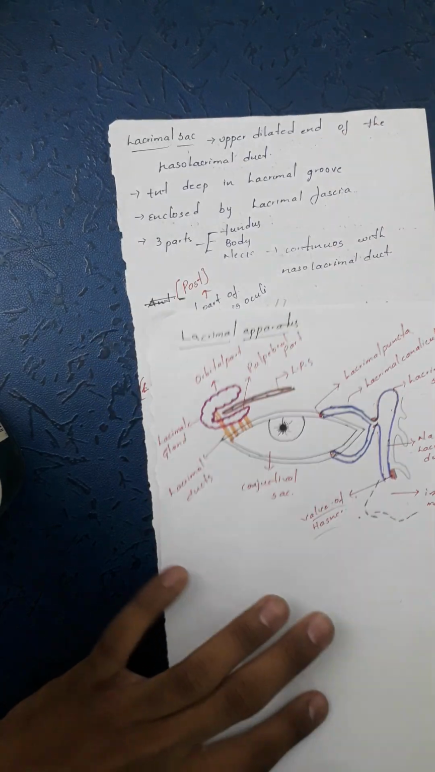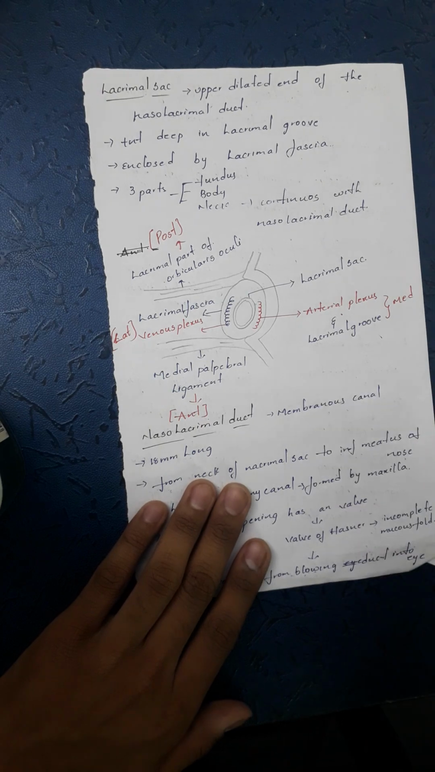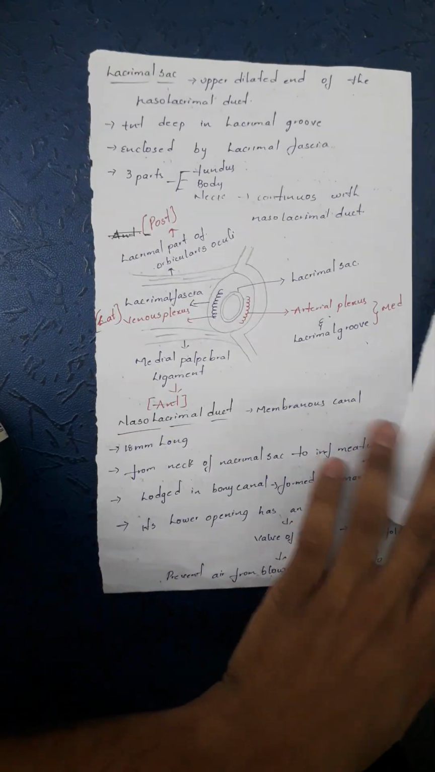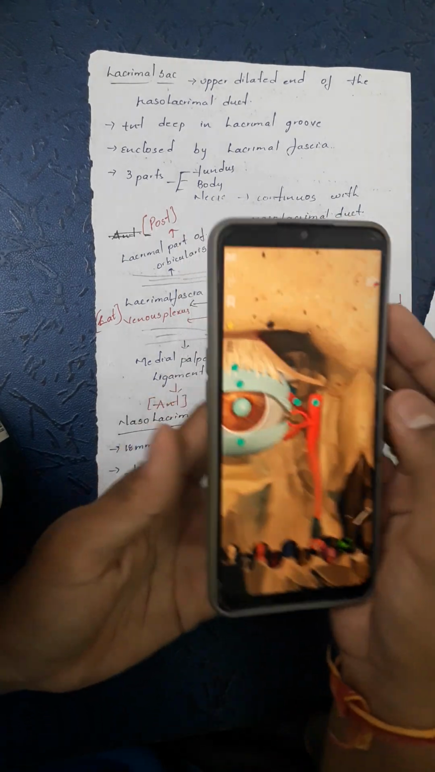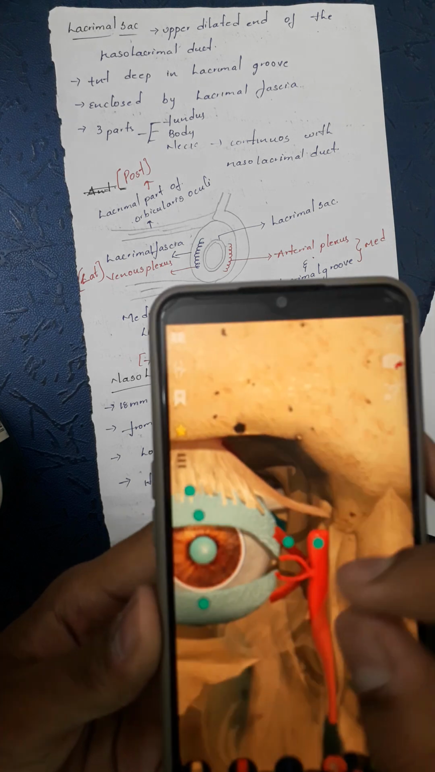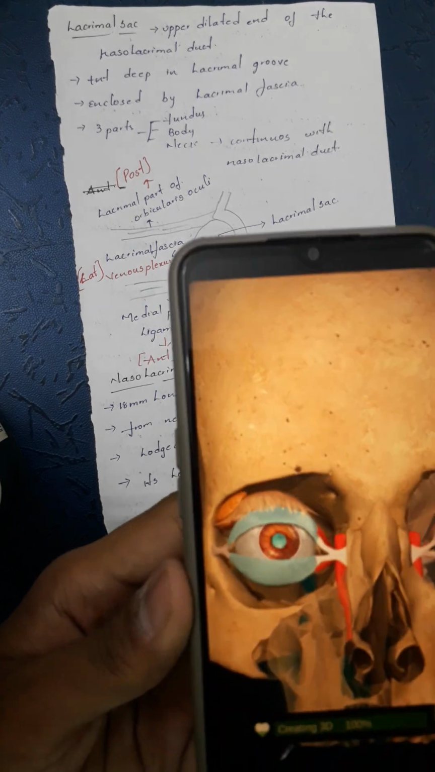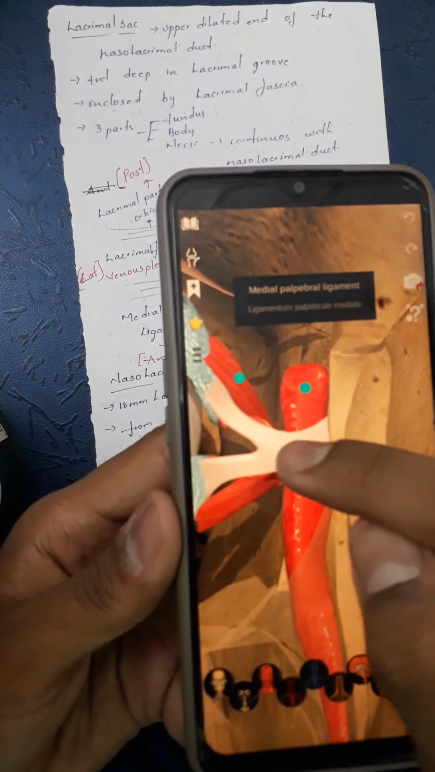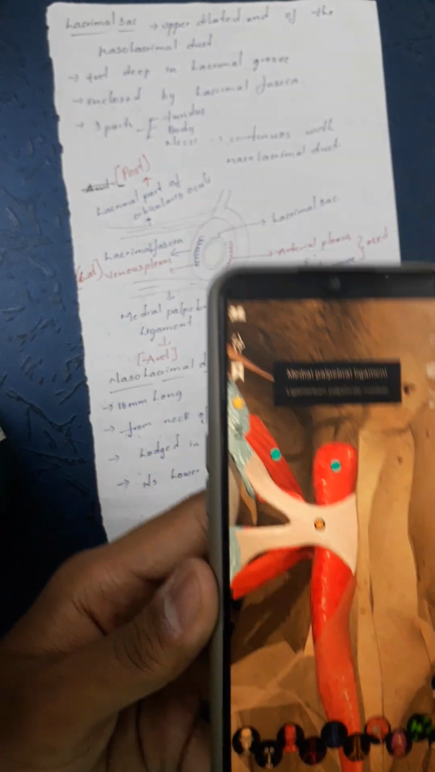Okay, it has three parts actually: fundus, body and the neck. And we can see here it has some relations, the lacrimal sac. If we take a section, we can see here anteriorly, so here I'm going to show you. As you can see anteriorly, this is the medial palpebral ligament.